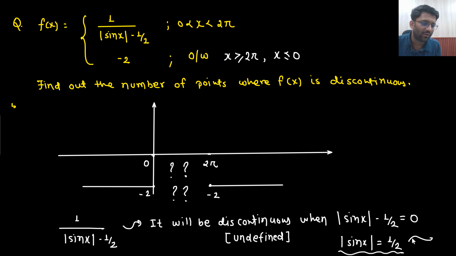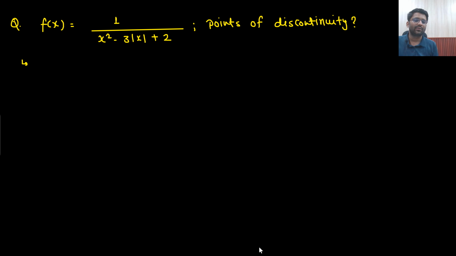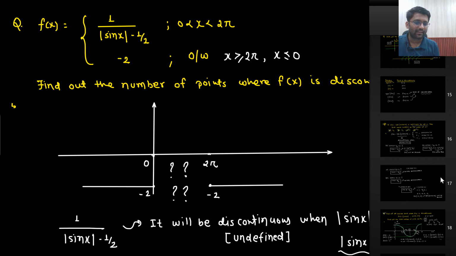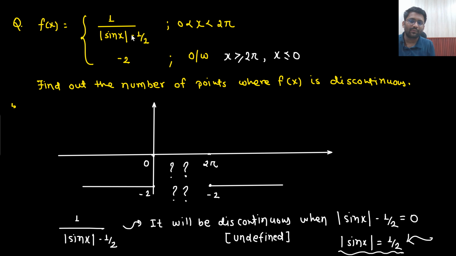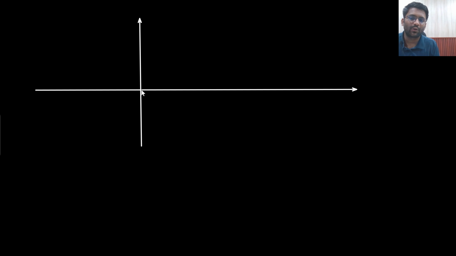Basically, now I need to find all the values of x for which mod of sin x is equal to 1 by 2. So can I draw the graph of mod of sin x? Absolutely sir, I can draw the graph of mod of sin x. If I draw it, this is how it will look. And I only need to care about x belonging to 0 to 2 pi. Between 0 to 2 pi only I need to draw the graph of mod of sin x.